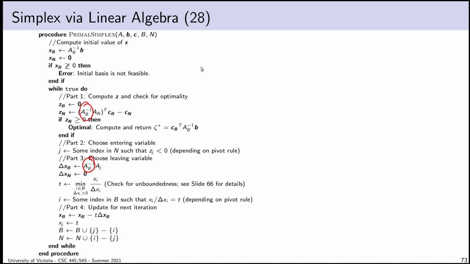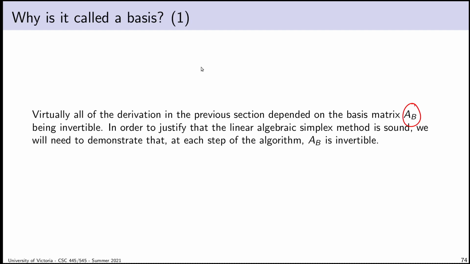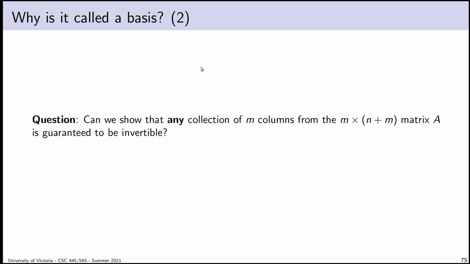So certainly if it were to become the case that AB is not invertible, the algorithm would fall apart. All of that derivation we spent 2 hours on would be for nothing. So certainly it's a big deal that we can justify why this matrix is going to be invertible. So we have to talk about this.